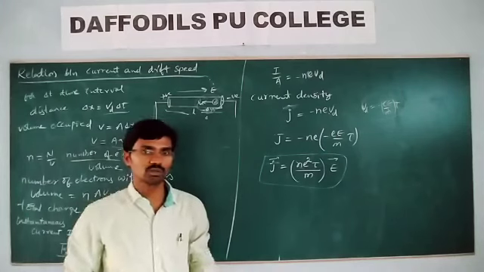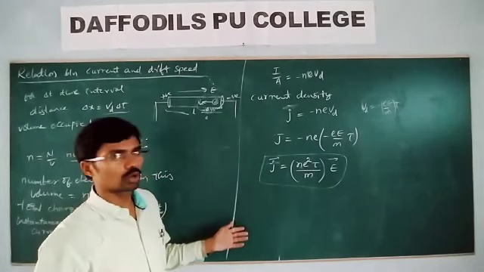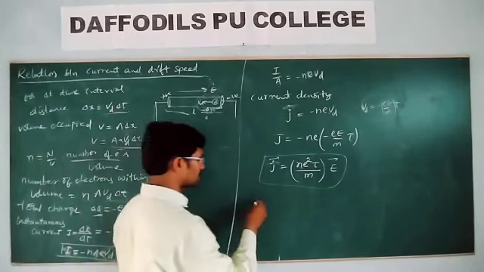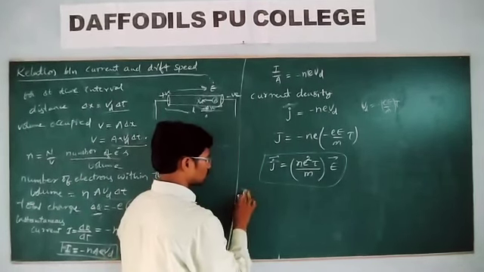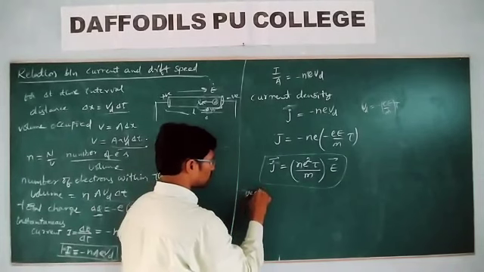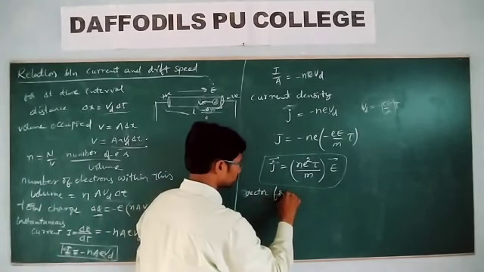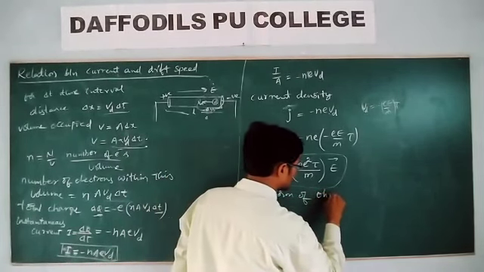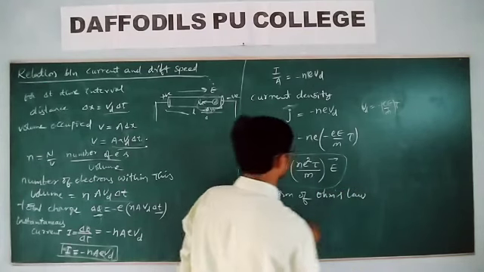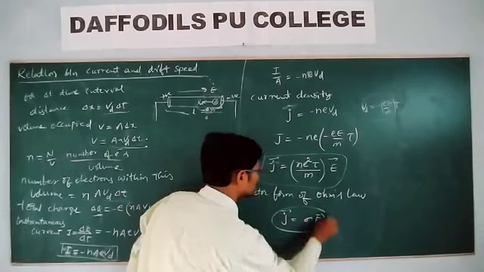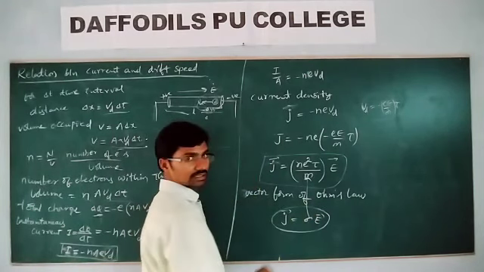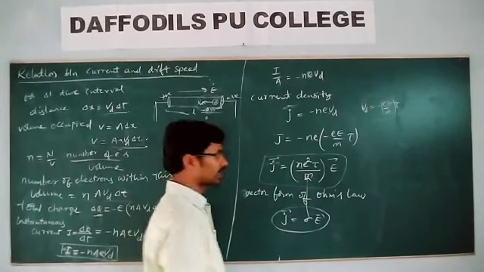What is the vector form of the Ohm's law? E is equal to J into rho. J is equal to what? Sigma E. Then from the vector form of Ohm's law, J bar is equal to sigma E bar. Therefore, what does this represent? Conductivity of the material of the conductor.